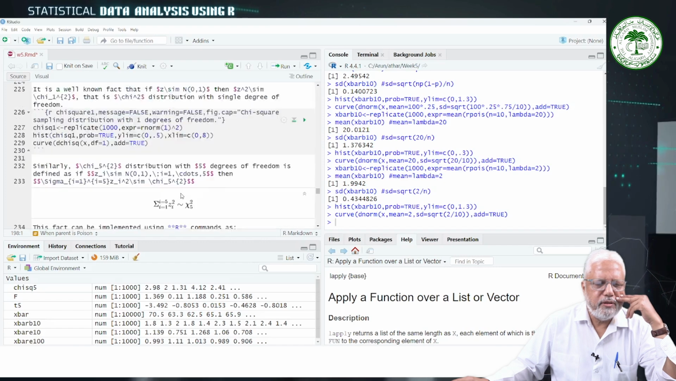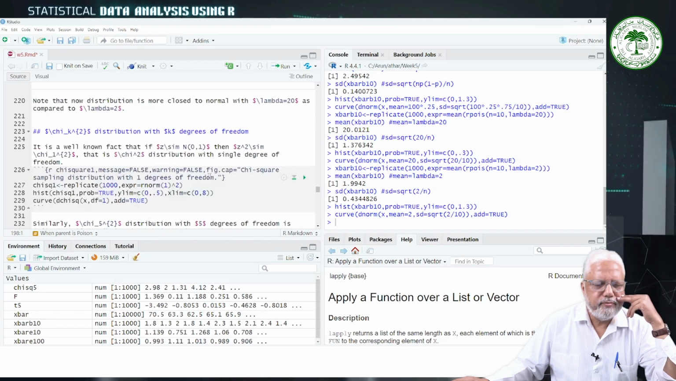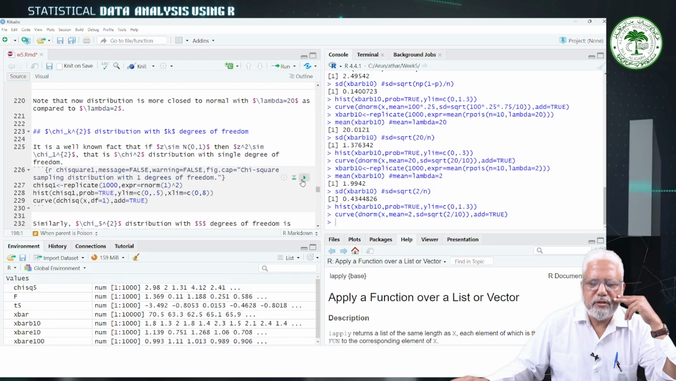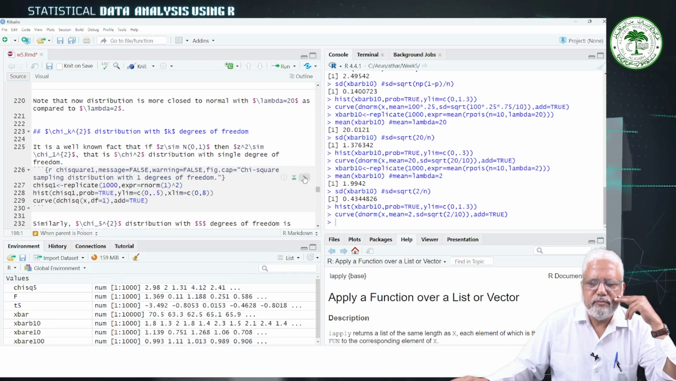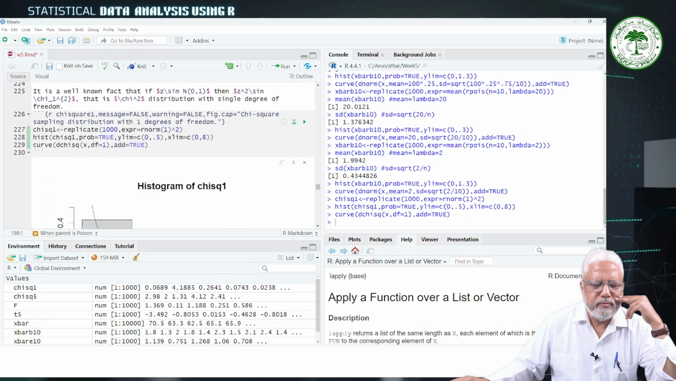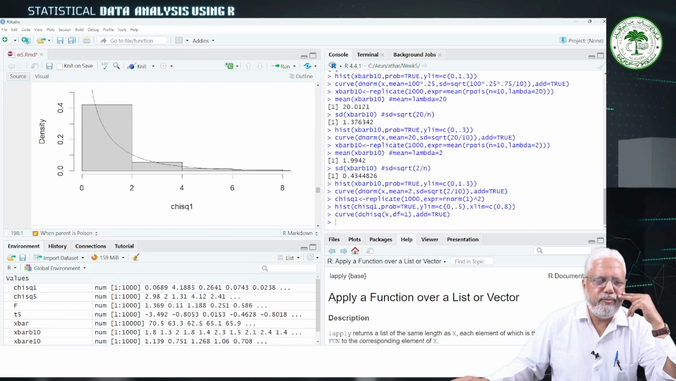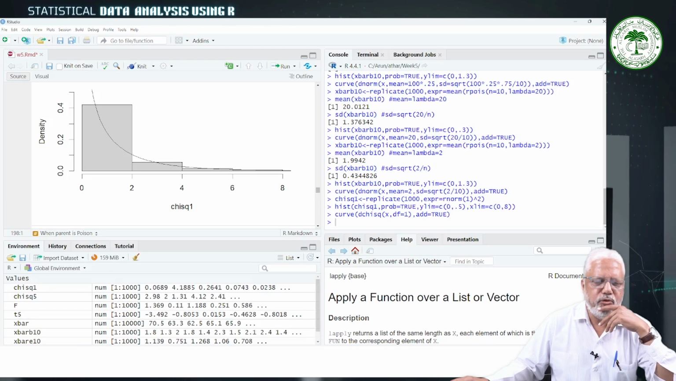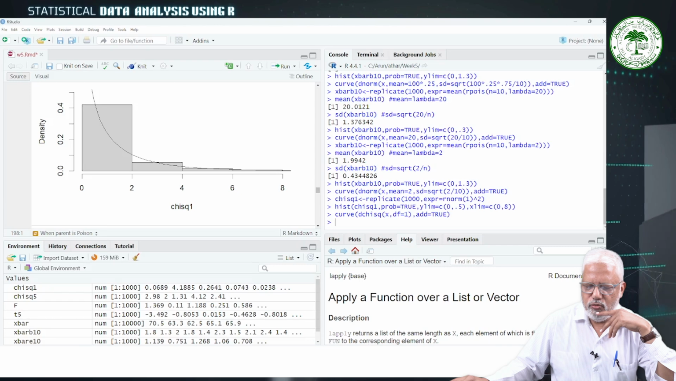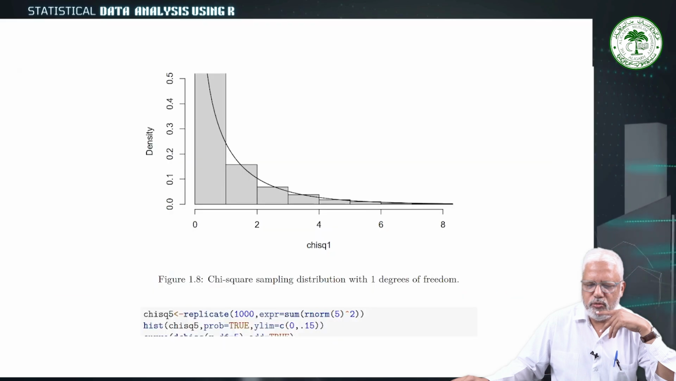We just run it. See, this is the histogram and this is the curve. They are both in good agreement. Now I would like to go on.